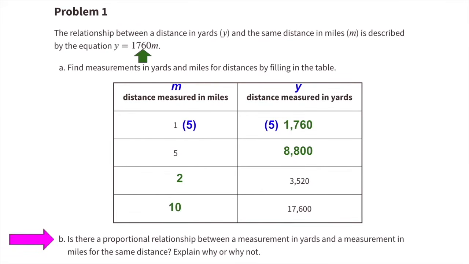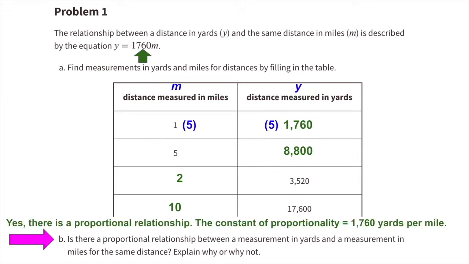B. Is there a proportional relationship between a measurement in yards and a measurement in miles for the same distance? Explain why or why not. The distance increase is 1,760 yards for every mile. Yes, there is a proportional relationship. The constant of proportionality is 1,760 yards per mile.